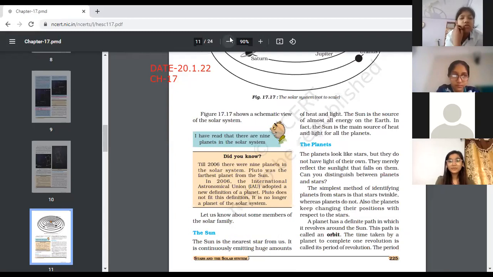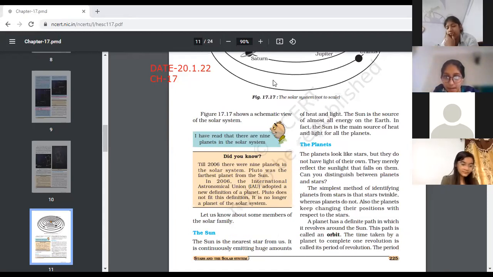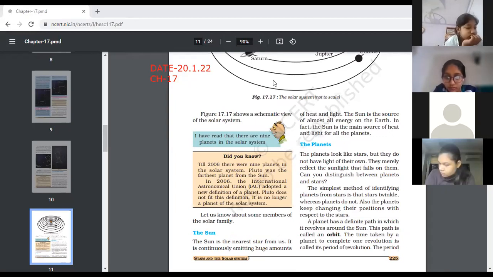The planets look like stars, but they do not have light of their own. They merely reflect the sunlight that falls on them. Can you distinguish between planet and star? The simplest method of identifying a planet from a star is that a star twinkles whereas a planet does not. Also, the planets keep changing their position with respect to the stars. A planet has a defined path in which it revolves around the sun. This path is called an orbit.